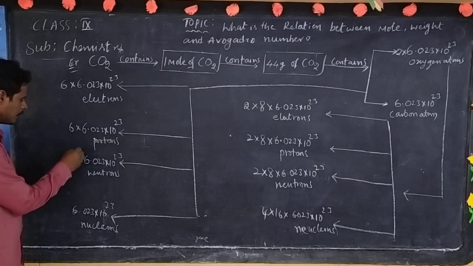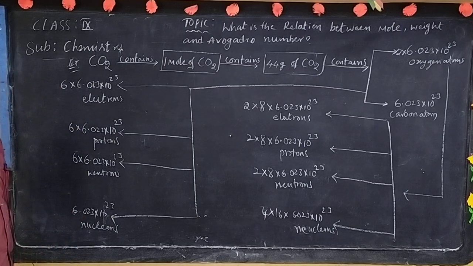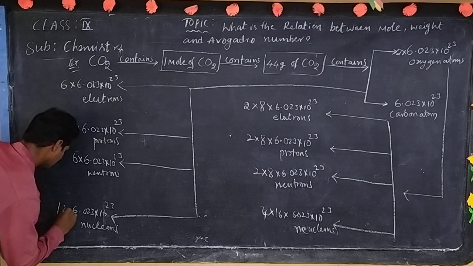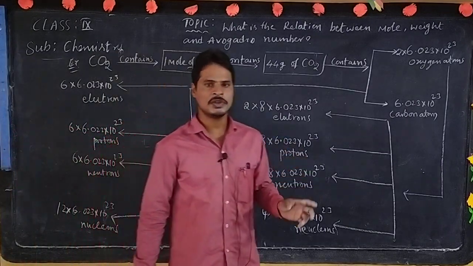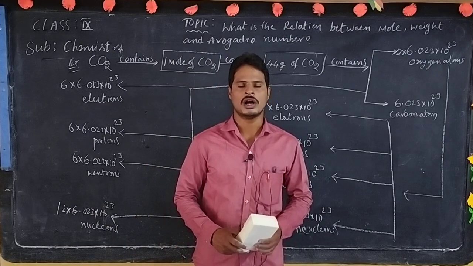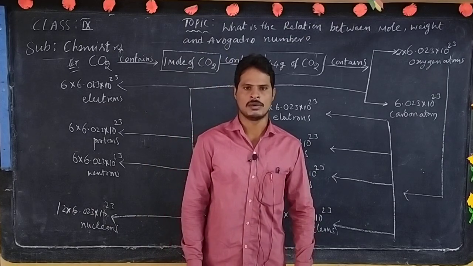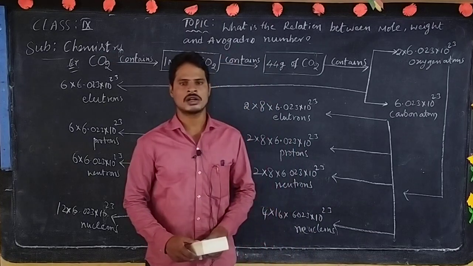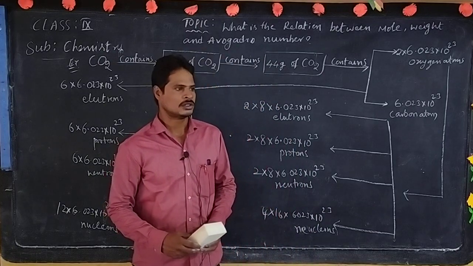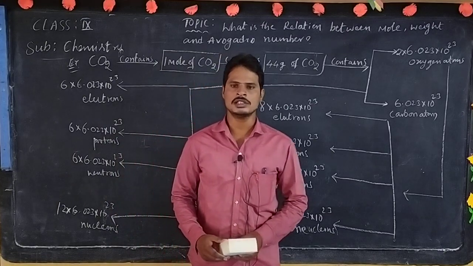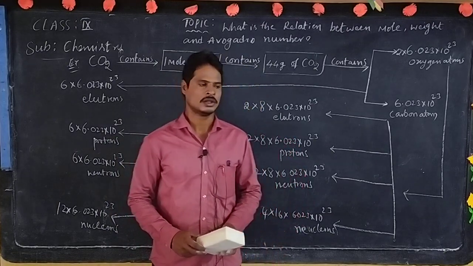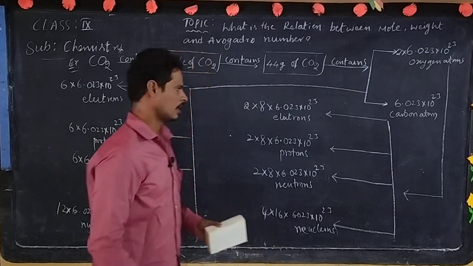Sum up means 6 plus 6, 12. 12 into 6. So this is the relation between mole, weight and Avogadro number. We know what the Avogadro number is: 6.023 into 10 to the power 23 particles is called the Avogadro number. So let me take another example.